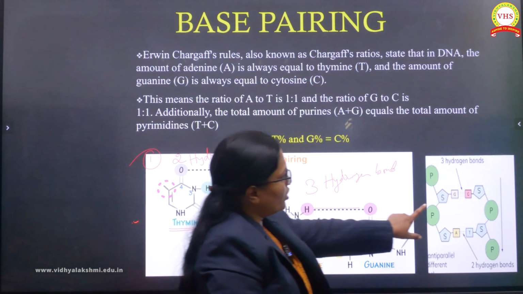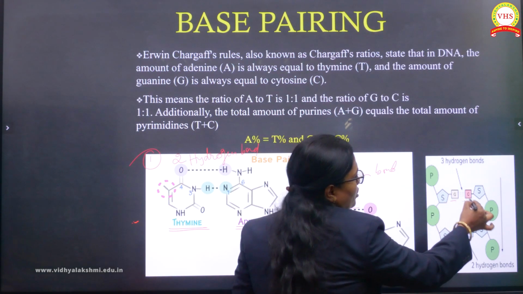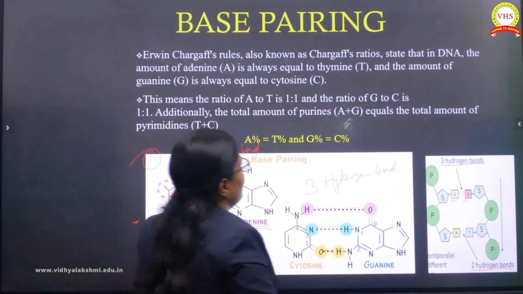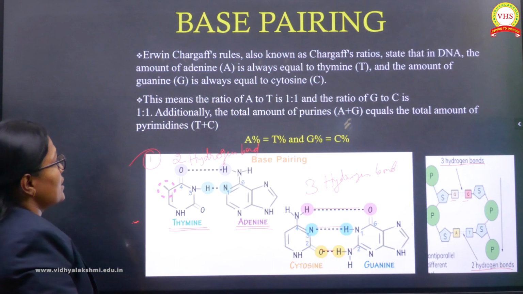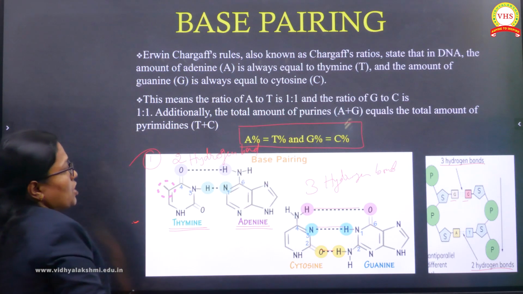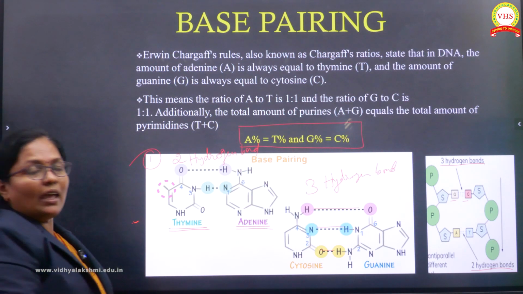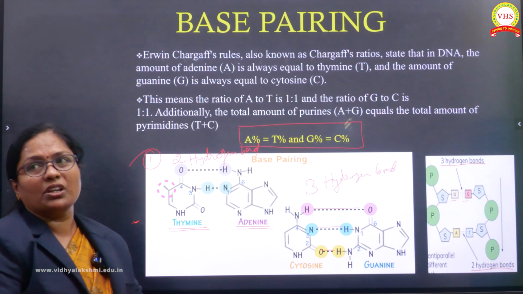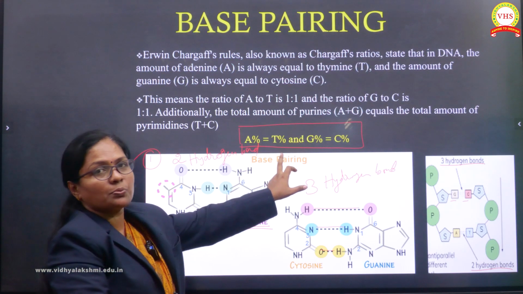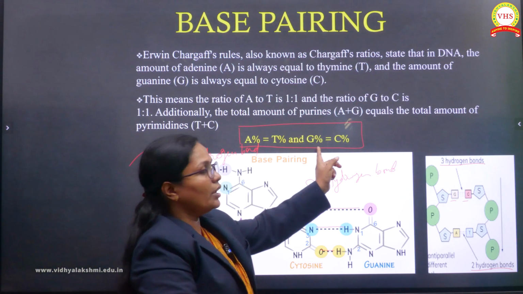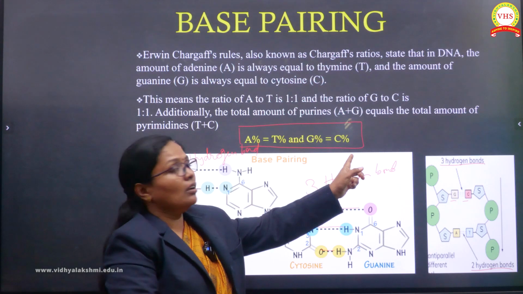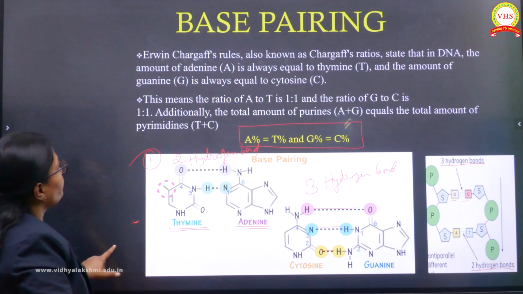And that's what is shown here. This is guanine and cytosine with 3 hydrogen bonds, adenine and thymine with 2 hydrogen bonds. This is the equation of Chargaff's rule. A percentage is always equal to T percentage: the adenine percentage proportion is equal to the thymine percentage proportion. In the same way, the guanine percentage proportion is equal to the cytosine percentage proportion.